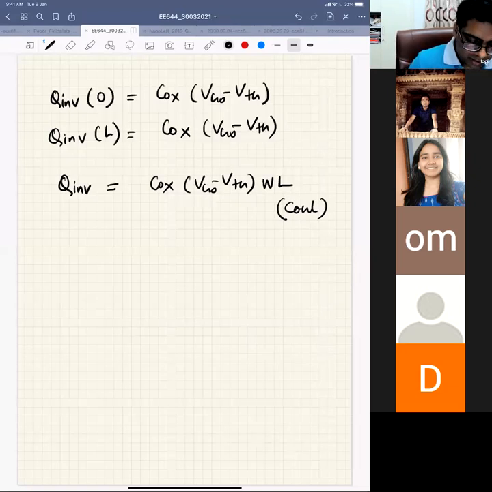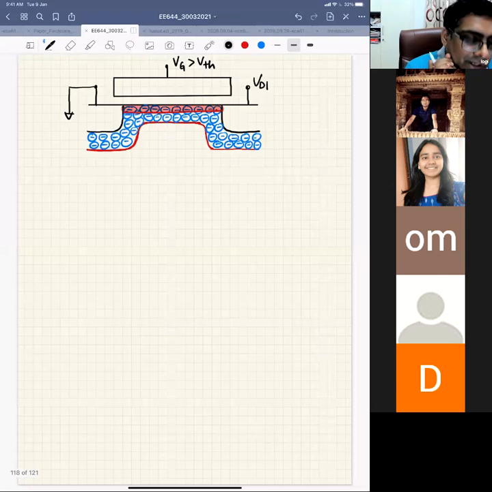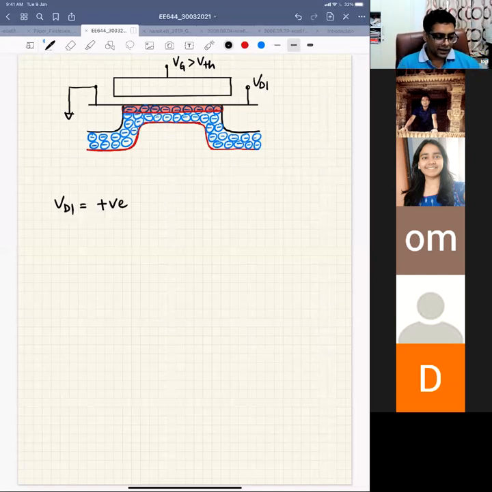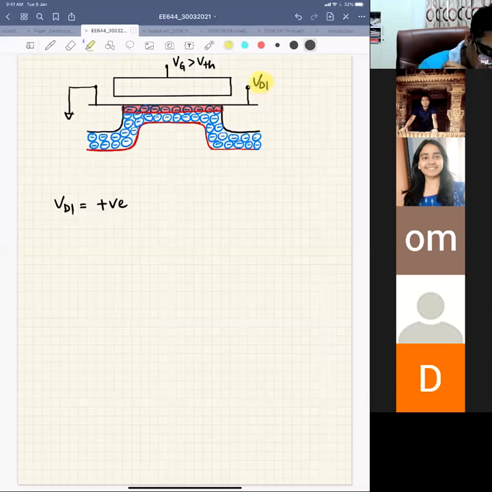Now, let's say I apply a VD, a drain voltage. So the drain voltage is positive. There will be some drain voltage you are applying, so your VD is positive. When your drain voltage is positive, you are reverse biasing your source and drain junction.